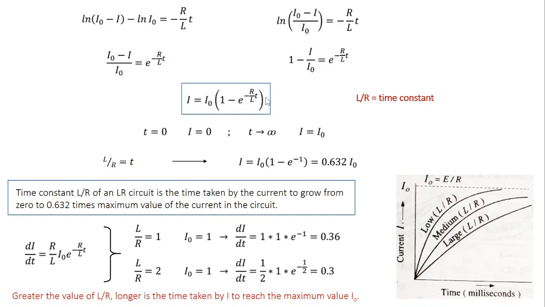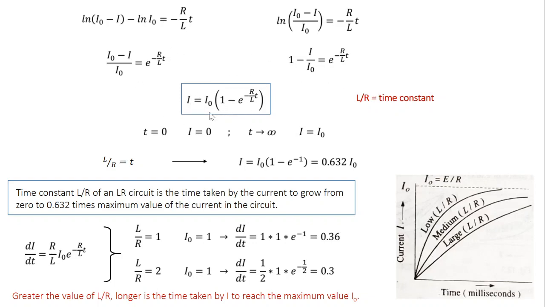Now here, look at the exponential term. As you know, exponential is a unitless function, right? So which means the unit of t and unit of R by L, these two should cancel each other. So unit of t is second, so R by L should be second inverse. Or if you take the inverse L by R, it should be in seconds, meaning L by R refers to time constant of the LR circuit.